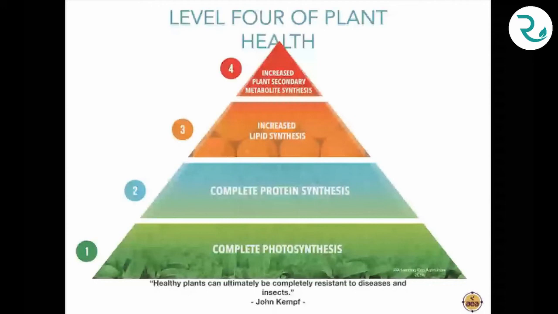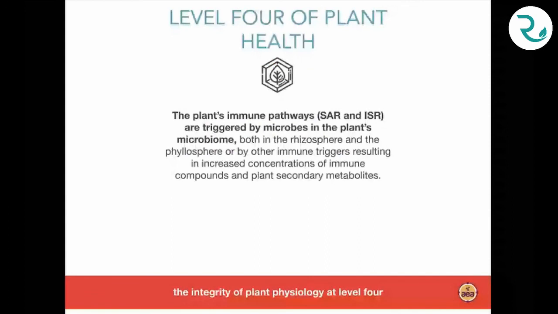So to reach level 4 of plant health, a plant's immune pathways, SAR and ISR pathway, which I mentioned earlier, those acronyms stand for systemic acquired resistance, which is based on, if I get this straight, I think the SAR pathway is based on jasmonic acid and ethylene, and the ISR pathway is based on salicylic acid, which you might recognize as aspirin. I might have those backwards, but you get the idea. These immune pathways are both triggered by microbes that Dennis and Steve were talking about in the rhizosphere, in the root system, as well as within the plant and on the plant leaf surface.